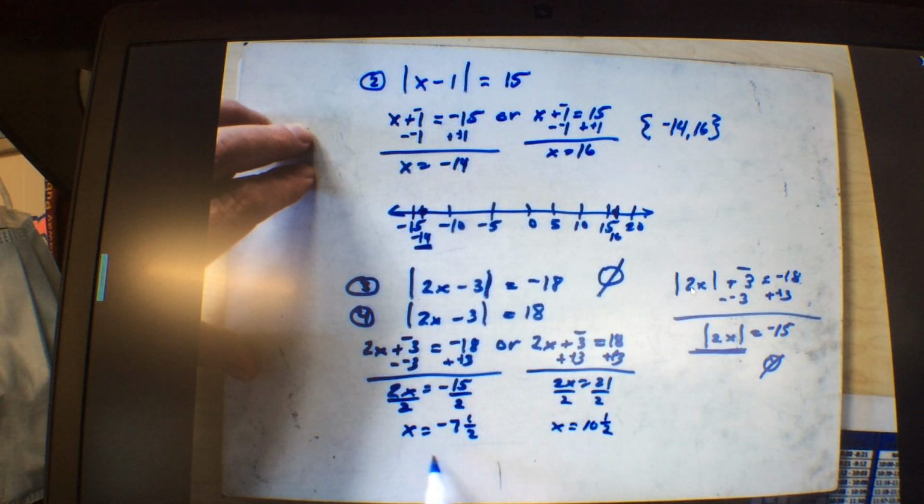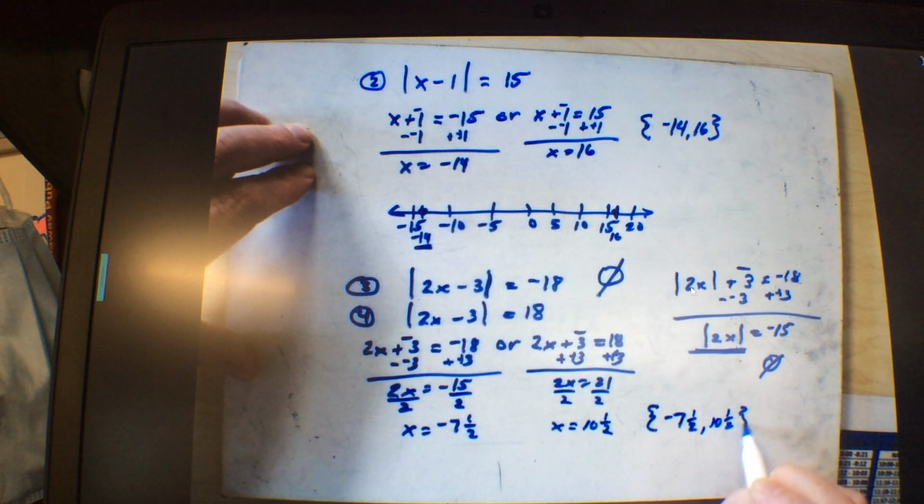So first of all, I have to put it in set form. This is set form. Do you notice that I put all the answers in set form? That's the way I want it, in set form. That's the way your book will do it.